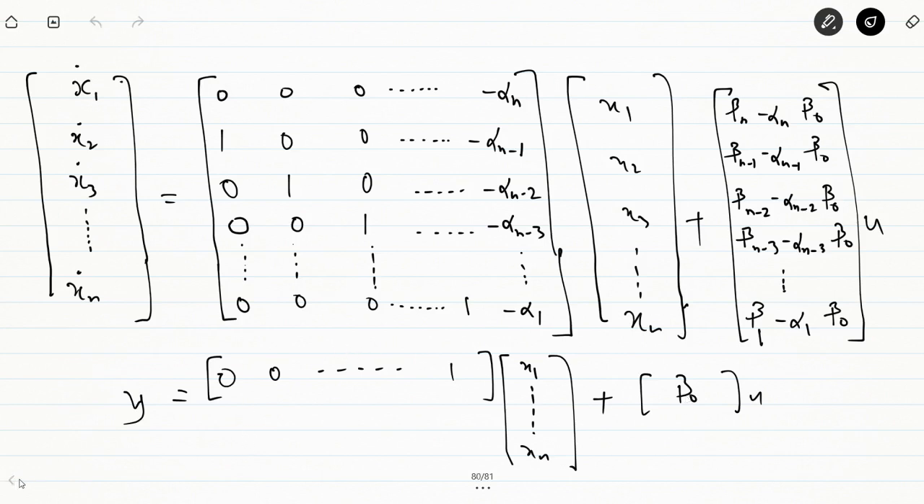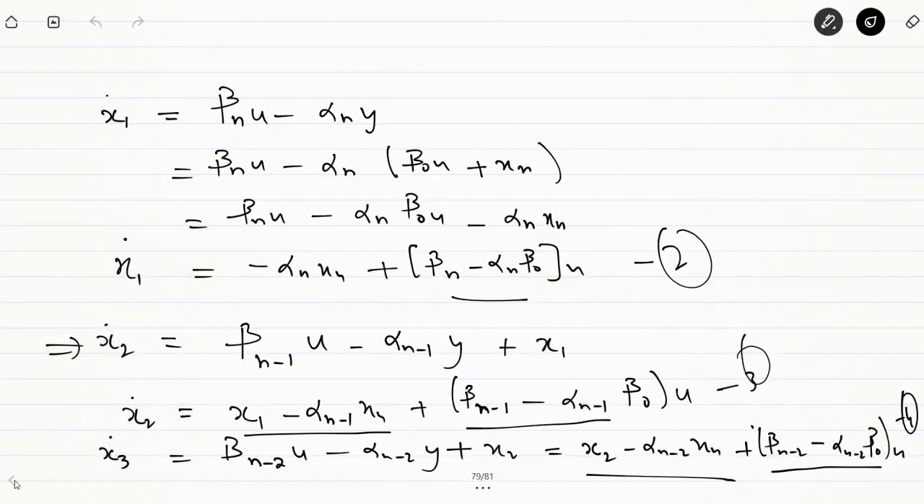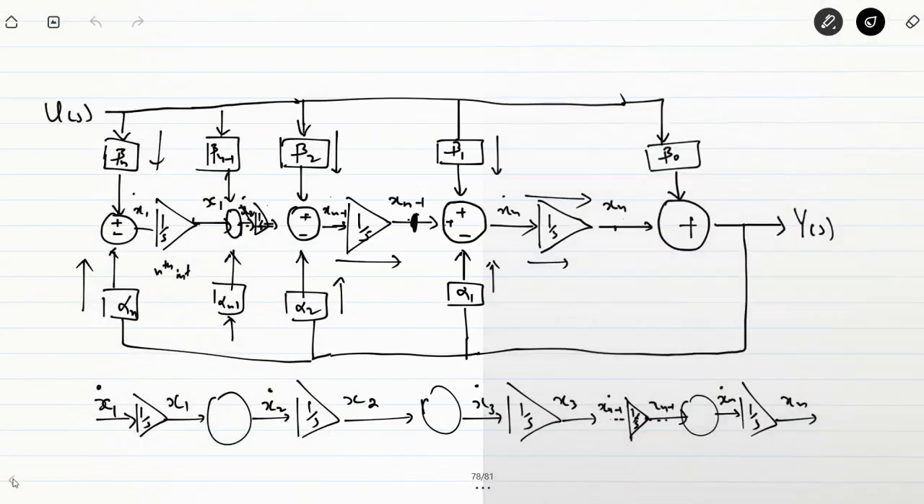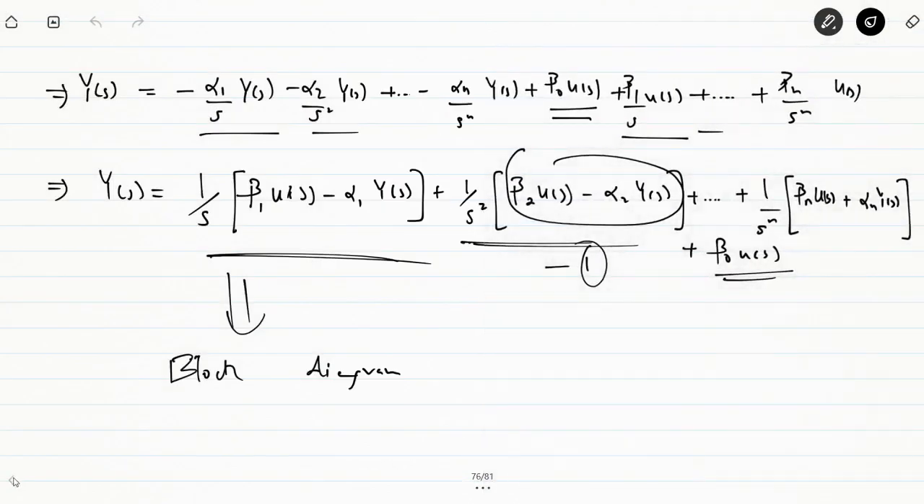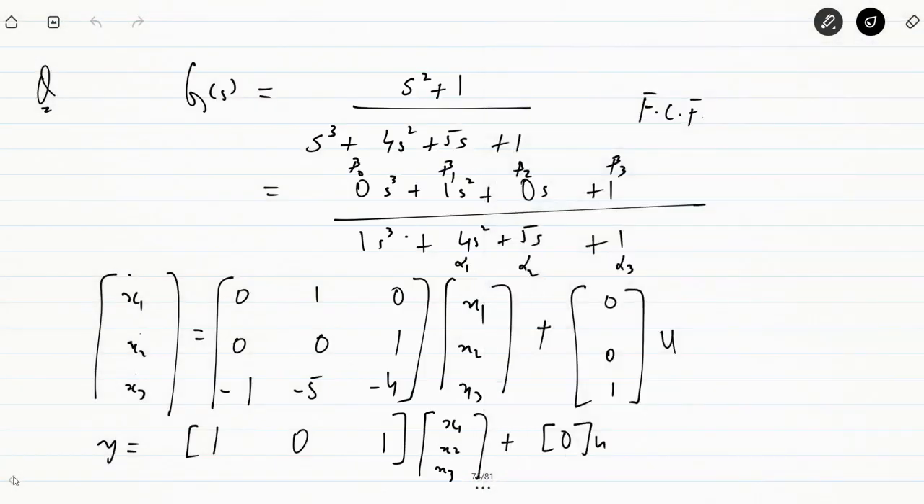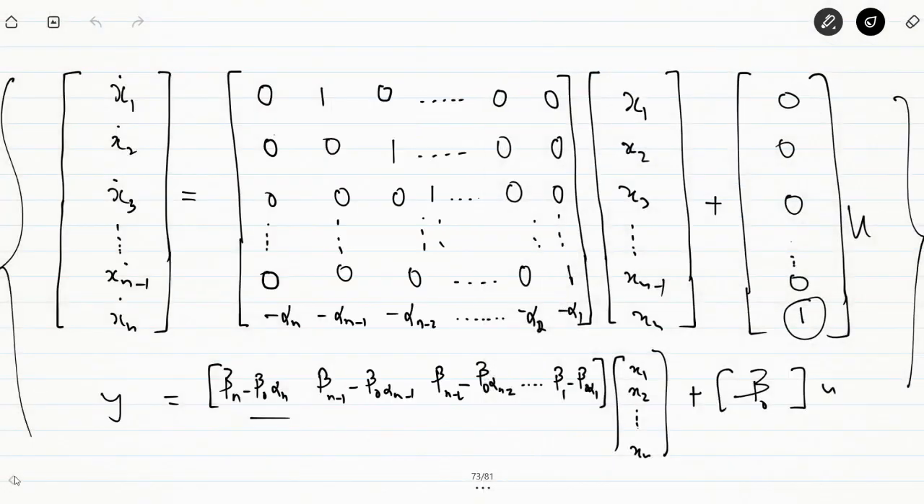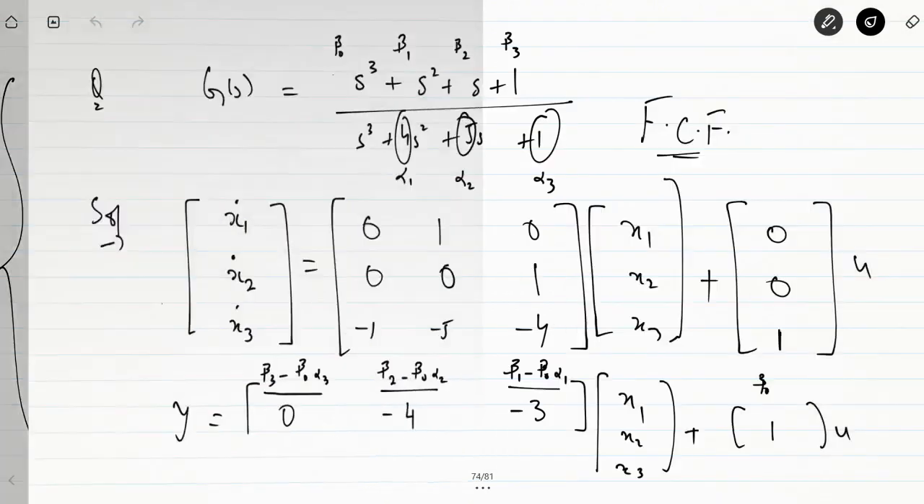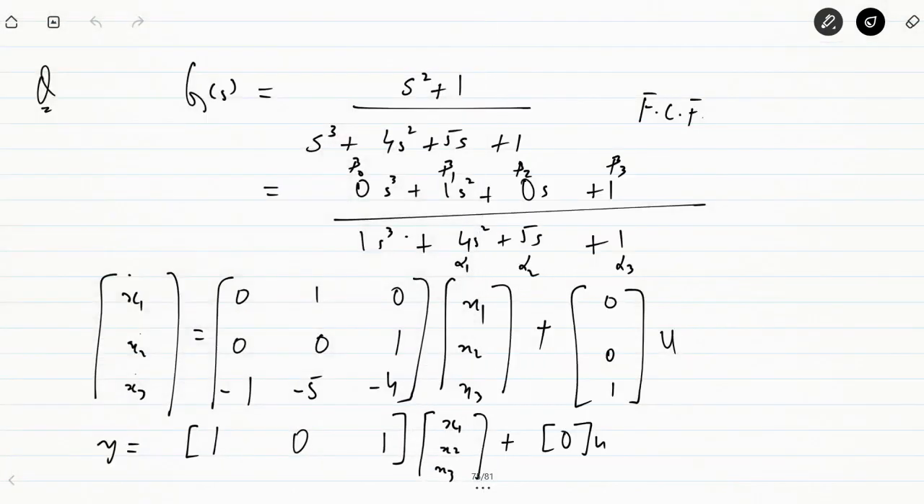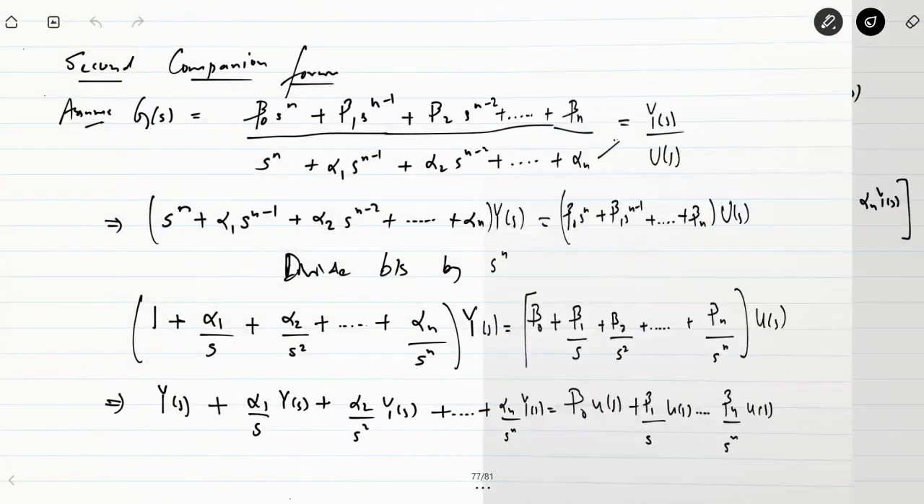Now if we compare this with the first companion form that we derived yesterday, day before, the first companion form is 0 1 0. See these terms. What is the C matrix here? Okay, what is the B matrix here, what is the D matrix here, and what is the A matrix here.